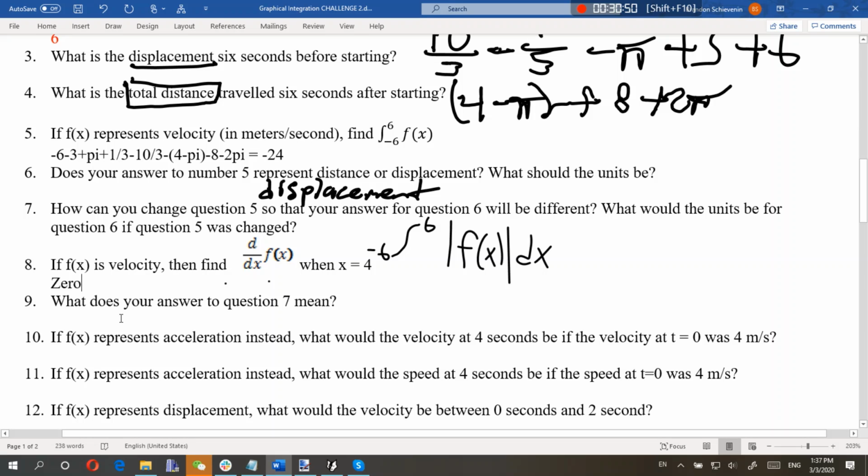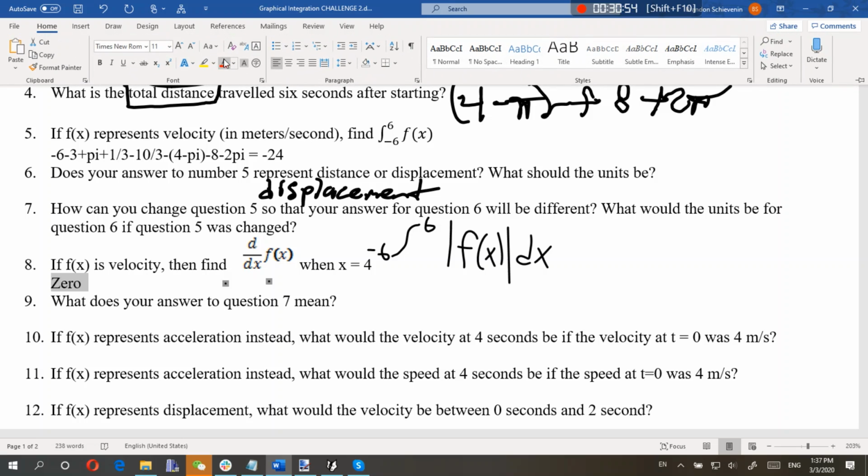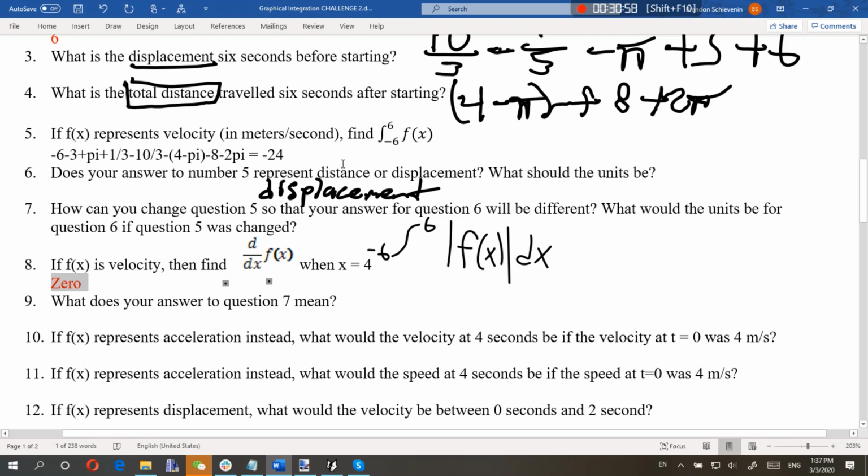And what would this represent? So if our original graph was velocity, what is the derivative? Acceleration.